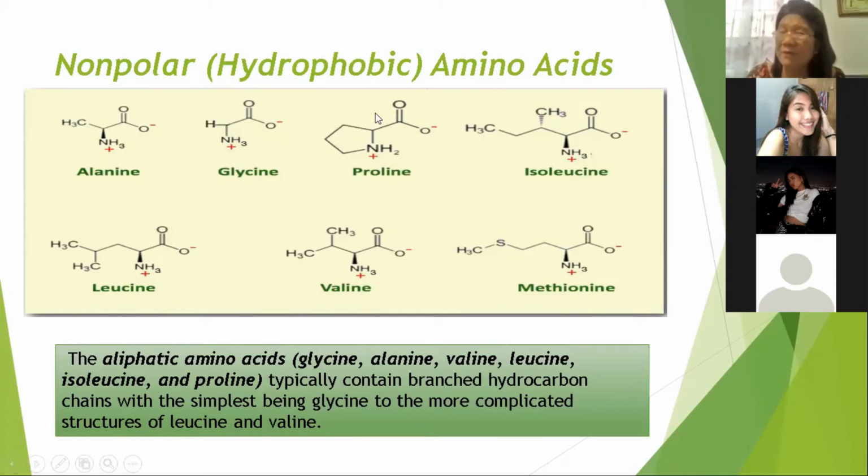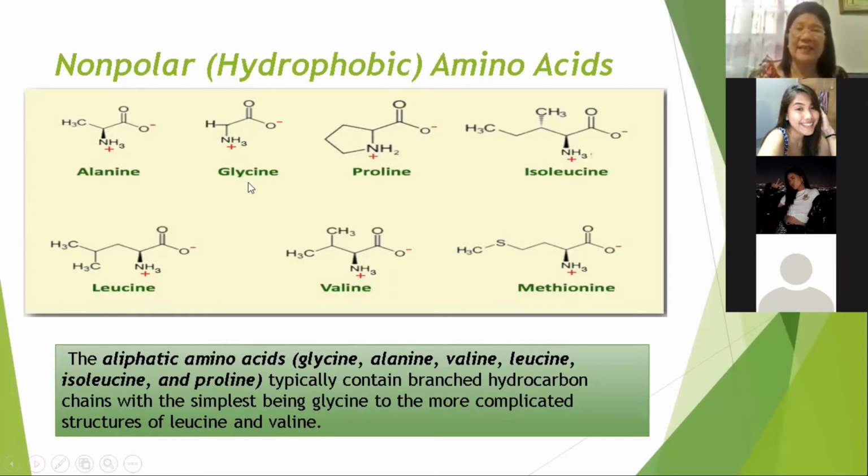What do you mean by hydrophobic? Meaning this could not be dissolved using water, no? It is hydrophobic. What makes it hydrophobic? Because it has a hydrocarbon branch chain. Okay. Ang pinaka-simple is glycine.